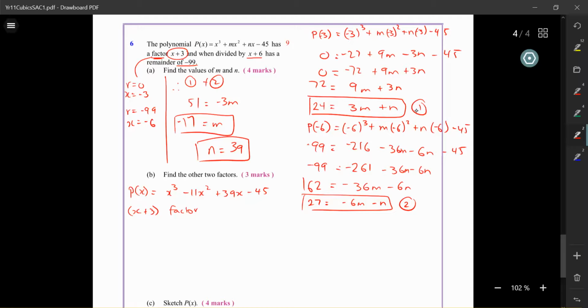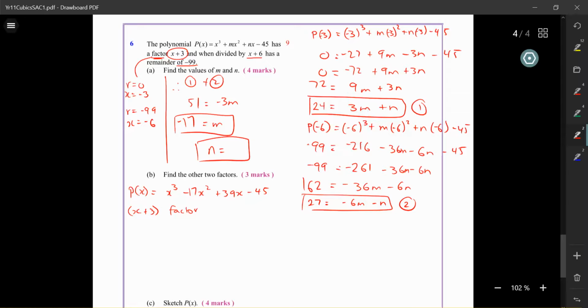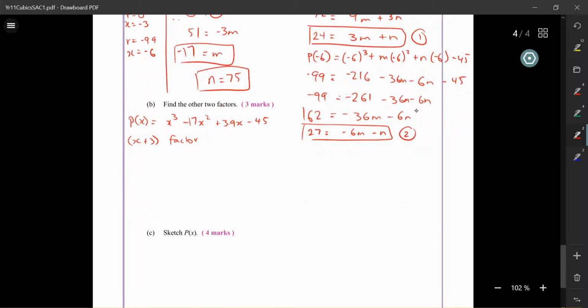But negative 17, just in case I get a mistake. So m is negative 17. To find n, that means subbing in, sorry, this is minus 17. Subbing in negative 17, 3 times negative 17 is negative 51, but then adding both sides, so 51 plus 24 is 75. So n should equal 75. Looks like the numbers are getting larger and larger.